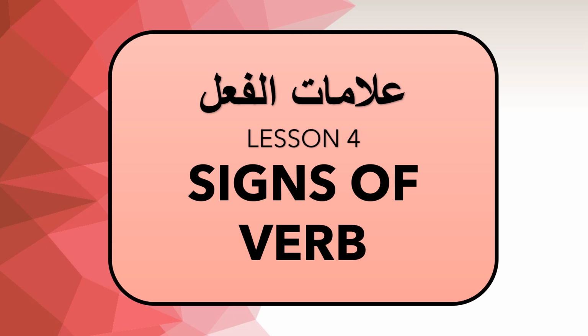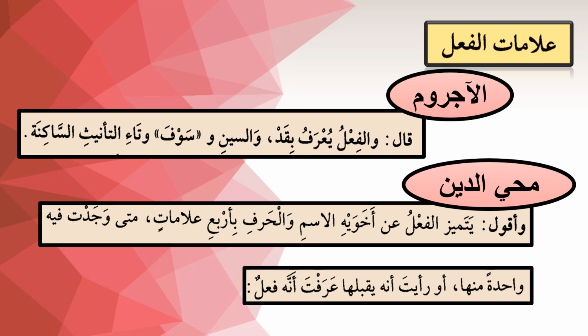This is lesson number 4 on signs of verbs, or alamatul fail, which means what are the signs of a verb. In a particular word, to determine whether it is a verb or not, you need to check some signs here and there. So let's see what is in this lesson. Alamatul fail. Let's see what are the signs of the verb.